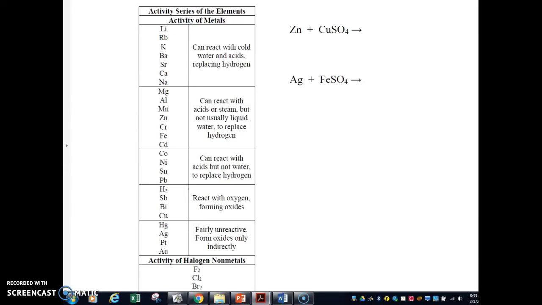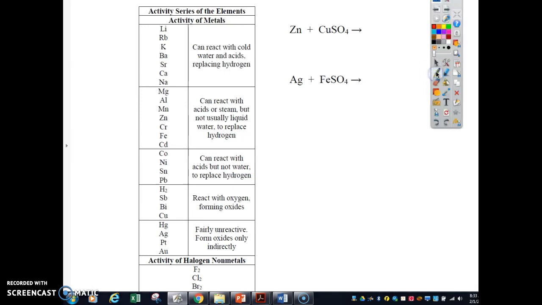In this video, I'm going to go over two things. One is the activity series, and the other thing is solubility charts. The activity series I'll do first. Now, this really only comes up when we're talking about single displacement reactions.